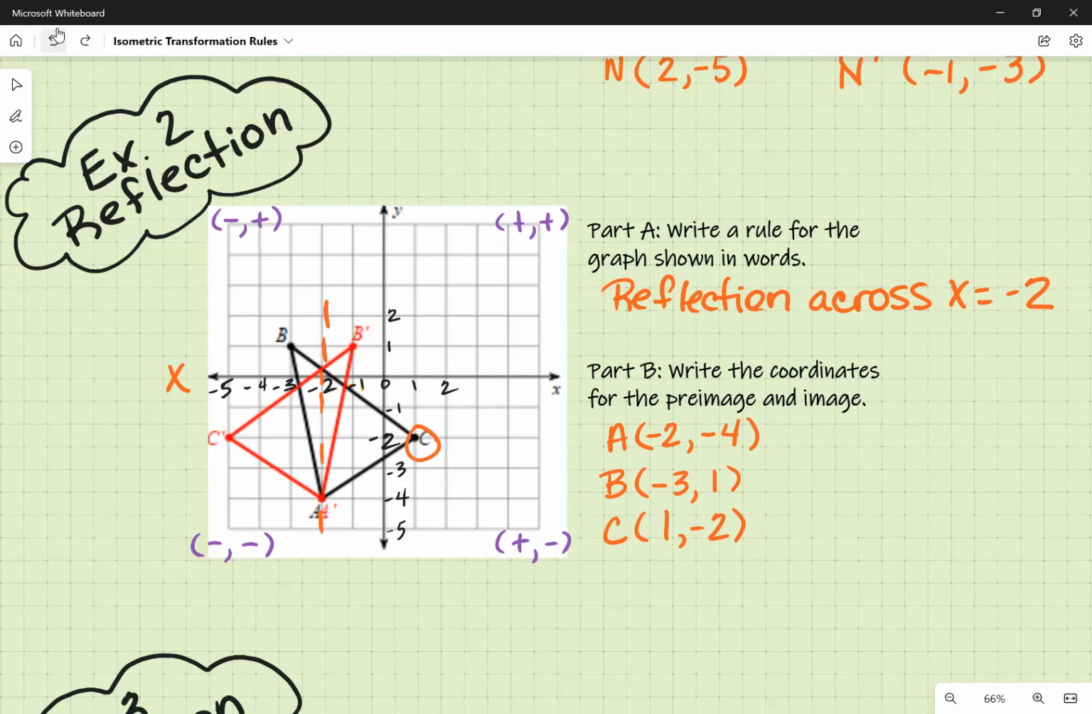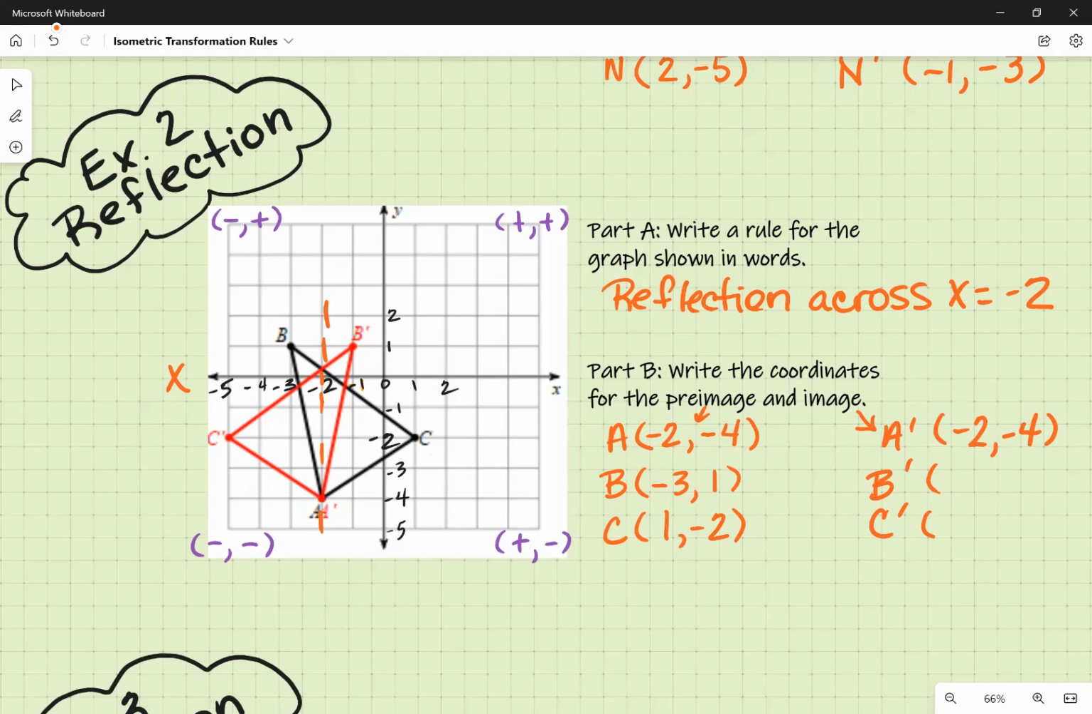So now I also want to do the same thing I did a few minutes ago. And I want to define my coordinates for my image. I've already written it for my pre-image. My pre-image, again, is the one that's in black because it's just simply A, B, and C. So my image is going to be A prime, B prime, and C prime. And I'm just going to go ahead and write that out because I don't want to forget my prime symbols. And it's telling me that for A and A prime, they're exactly the same. So I can just leave that as -2 and -4.